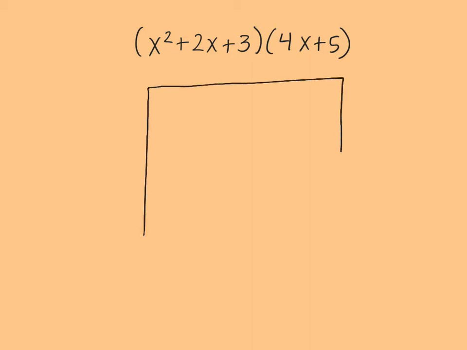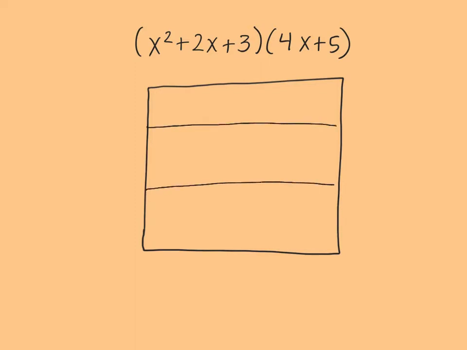And this time, in the box, in our first set of parentheses, we have 3 terms. So I should split this up into 3. And then in the second set of parentheses, there are 2 terms. So I will split this way into 2 pieces and then fill in. And then we'll multiply each section.